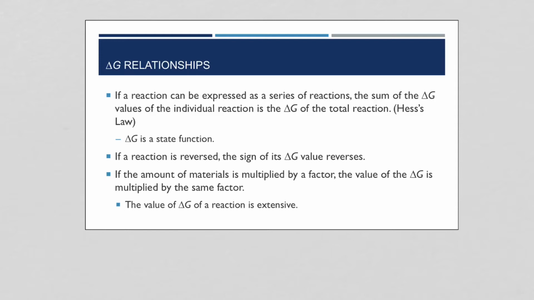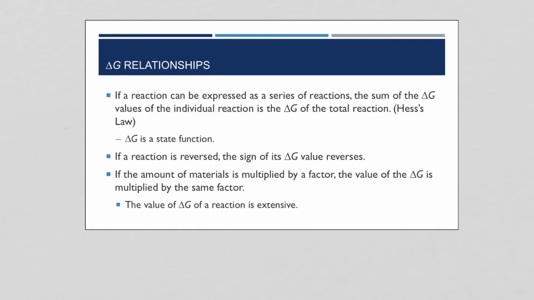Now, this is possible because just like enthalpy change, free energy change is a state function. We're only interested in the beginning and the end, not the exact pathway that we get there. So, a couple of things to keep in mind as we're manipulating these reactions to get them the way we need them in order to add up to our overall reaction. First of all, if we need to reverse the reaction, then the sign of delta G will be reversed, just like it was when we did it for delta H.